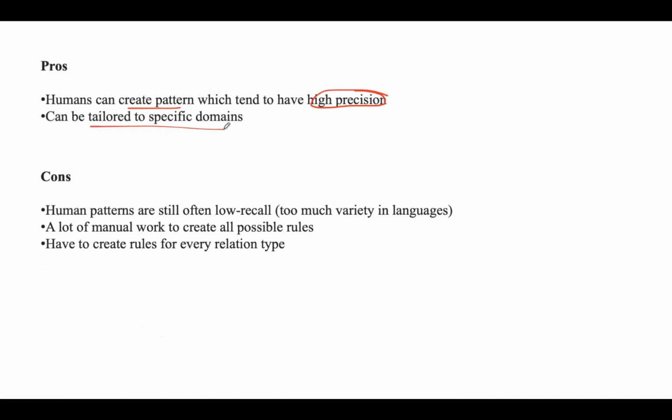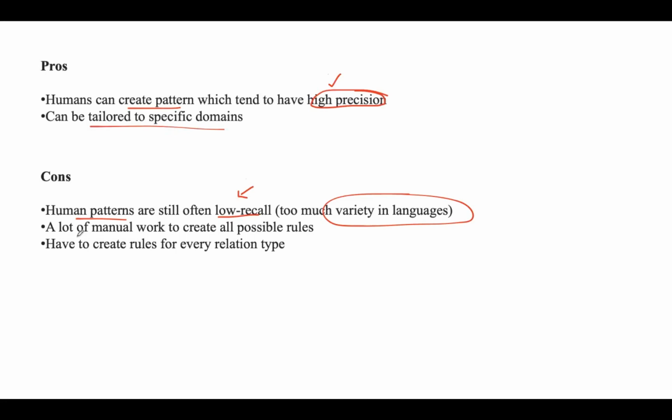Coming to disadvantages, human patterns are still often low recall. Because of the variety in languages, text can be in any language. So here, because of that, the patterns generated by humans produce low recall. The advantage is they produce high precision, but the drawback is low recall.